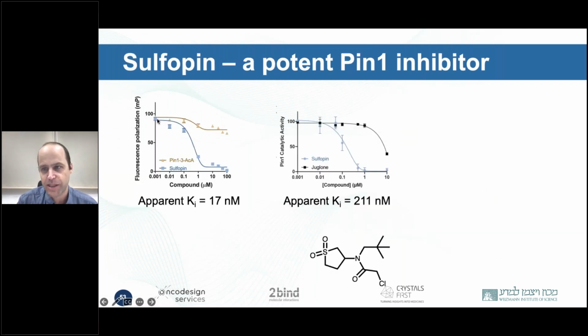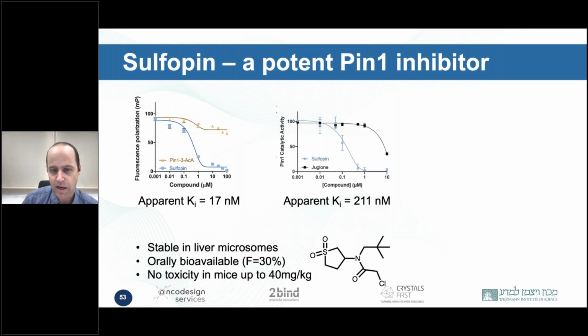In fluorescence polarization competition assay, it has an apparent Ki of about 20 nanomolar, whereas the version without the chloro that is non-covalent is completely dead. Comparing in an enzymatic, coupled enzymatic assay, it has an apparent Ki of 200 nanomolar, and you can see it's about 2 orders of magnitude better than the so-called state-of-the-art inhibitor juglone, which is in fact not very selective. It's also stable in microsome and has decent oral bioavailability with no toxicity in mice up to 40 milligrams per kilogram when injected once daily.